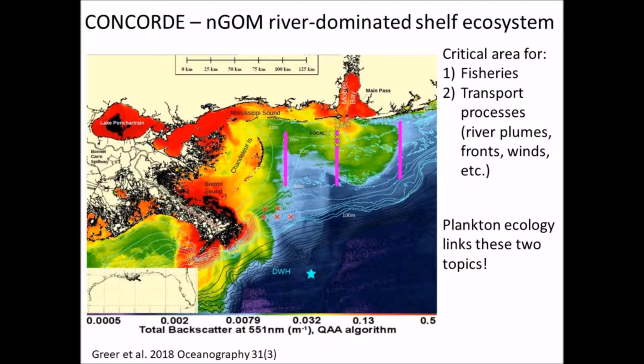But in this image here, it's a map of the northern Gulf of Mexico, and the warmer colors essentially indicate that there are more phytoplankton in that area near the surface, and the cooler colors indicate lower abundance. And so if you look at where Deepwater Horizon was, it was well offshore in deep water, not a whole lot of life out there relative to the coast.